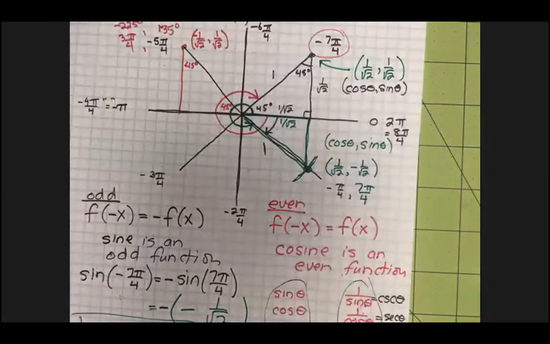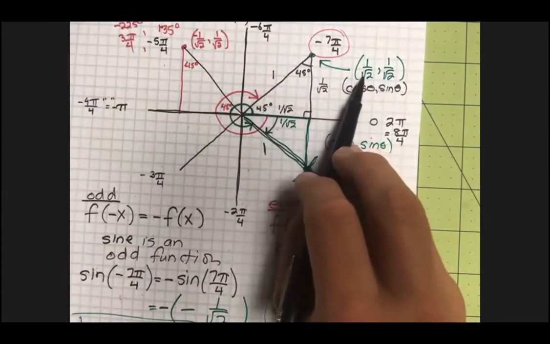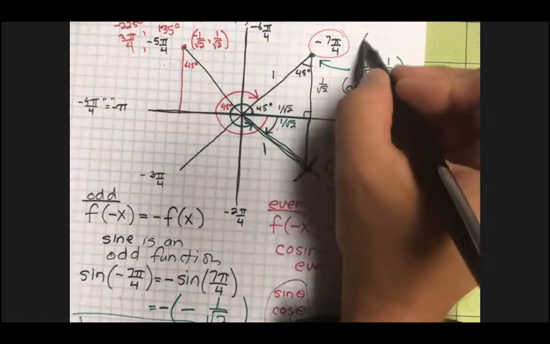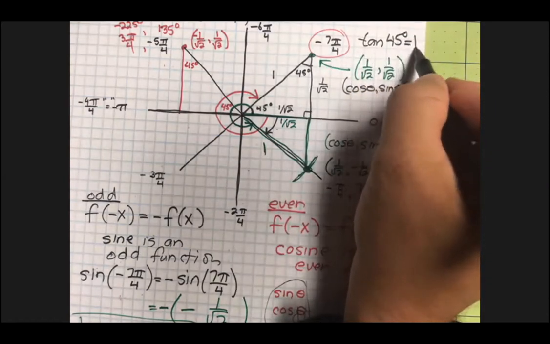What's the tangent of 45 degrees? Well, it's sine over cosine. Sine is the y slot, cosine is the x slot. What's 1 over root 2 divided by 1 over root 2? 1. So the tangent of 45 degrees, or pi over 4, is 1.